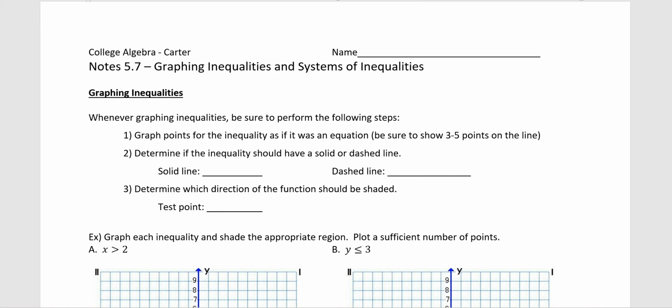Determine if the inequality should have a solid line or a dashed line. And to do that, remember, we use the symbol. A solid line will be less than or equal to or greater than or equal to. A dashed line will be strictly greater than or strictly less than.